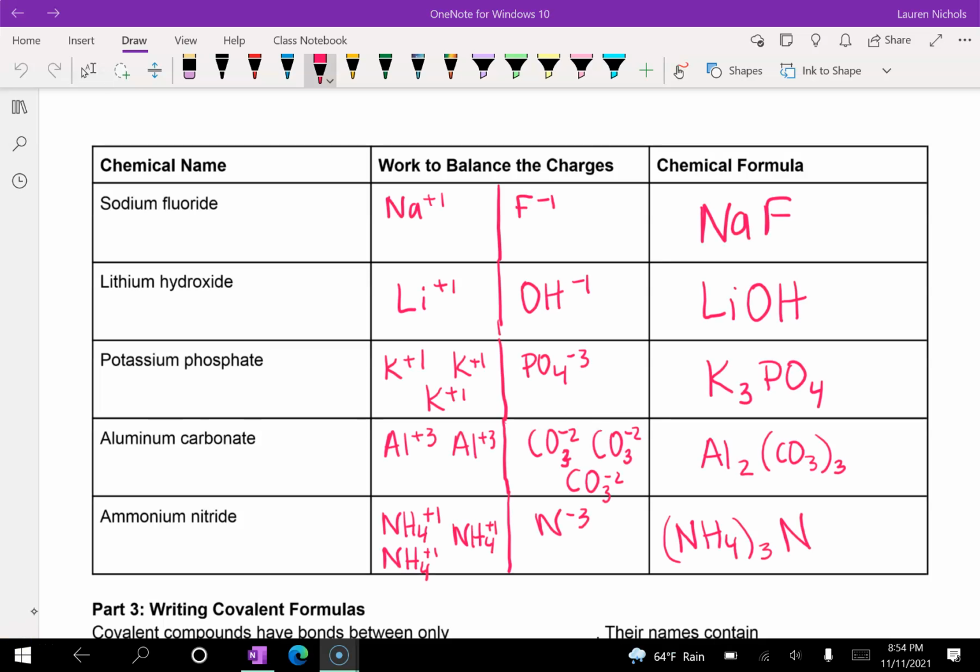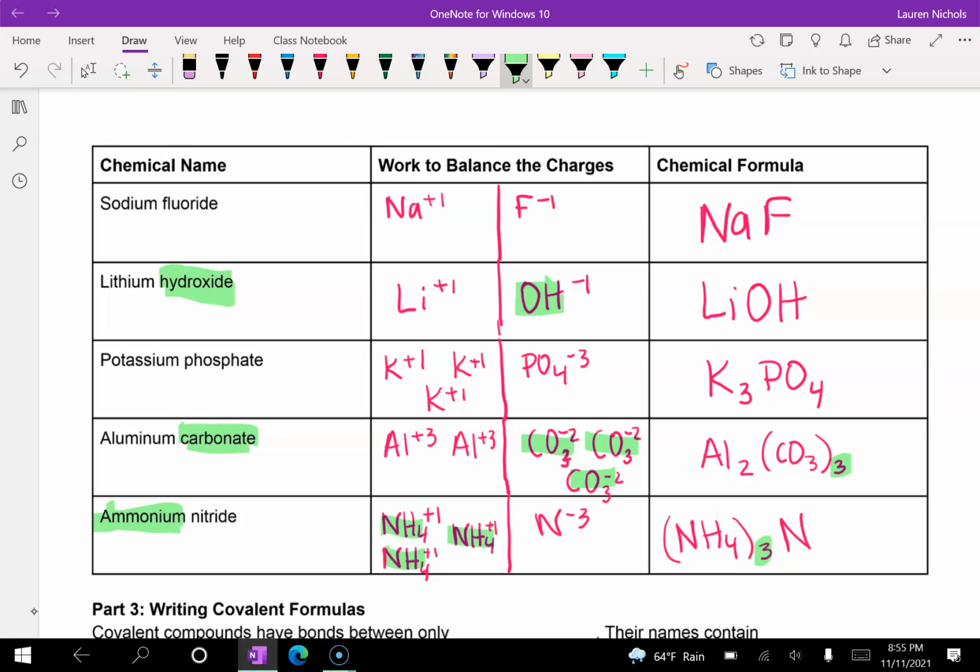Okay, so check your answers and make sure that you notice that hydroxide was a polyatomic ion located on the back. And carbonate is also a polyatomic ion. And since you have 3 of them, you need to have your 3 written outside of your parentheses. Okay, and that ammonium was also a polyatomic ion, and since you have 3 of them, you'll have parentheses with the 3 outside for that as well.